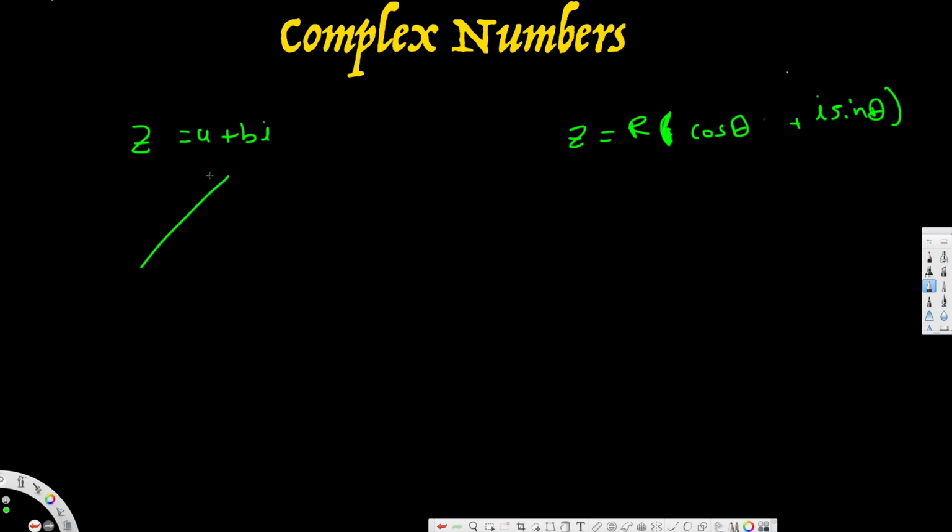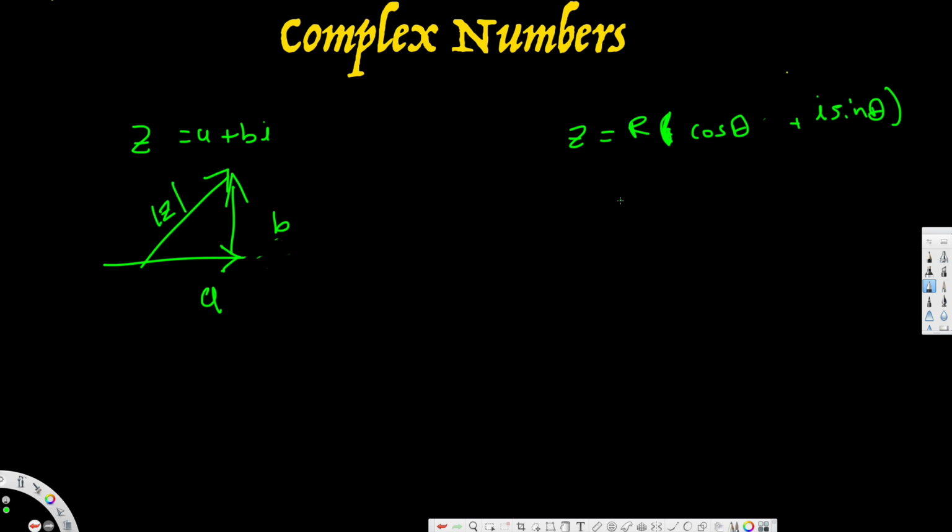If you graph the rectangular form, it will look like this. Here in rectangular form, a is the x-axis and b is the y-axis. B is the imaginary number, that's the y-axis, as we've seen before. And then the absolute value of z is the hypotenuse.